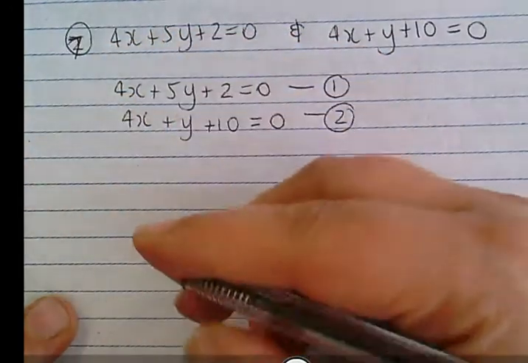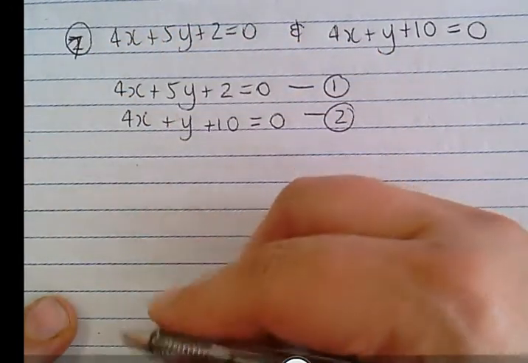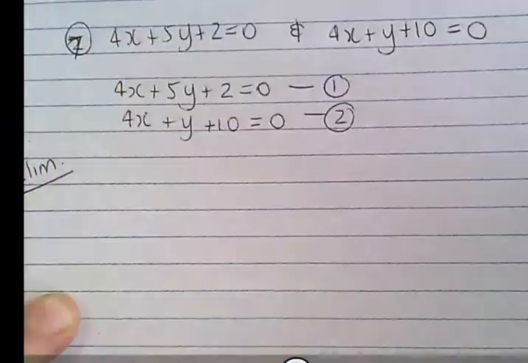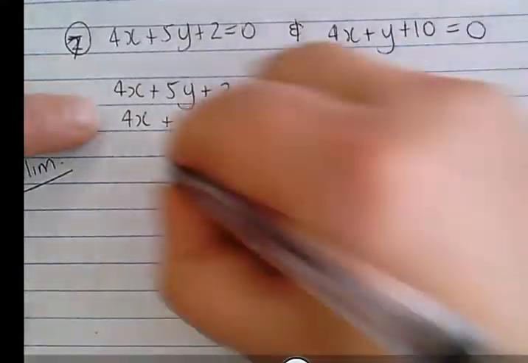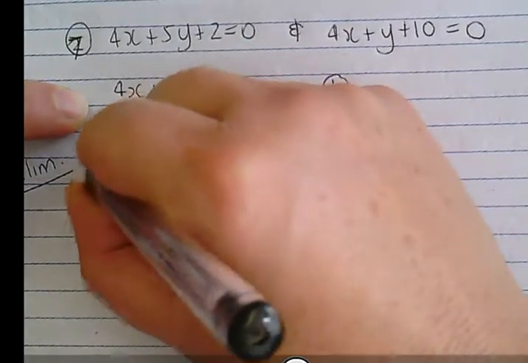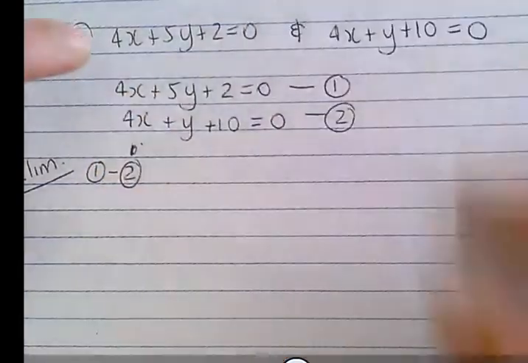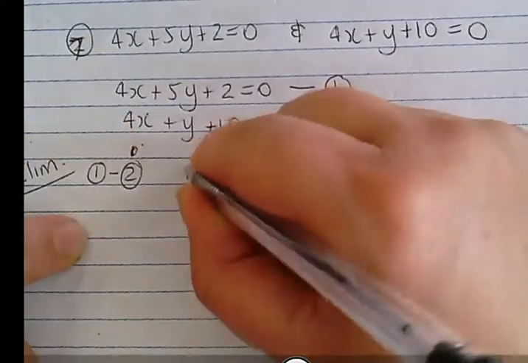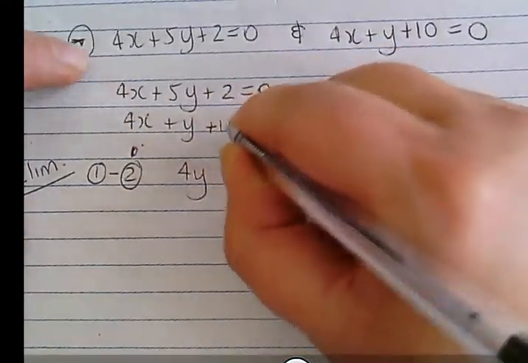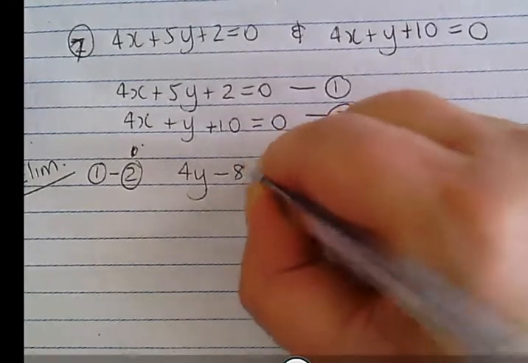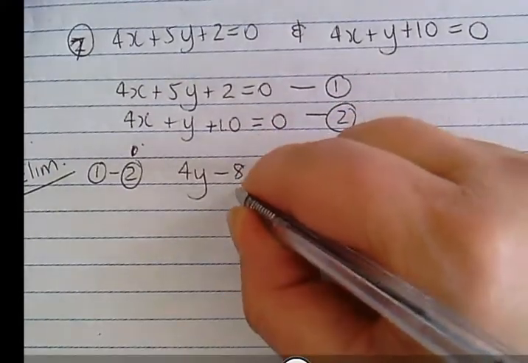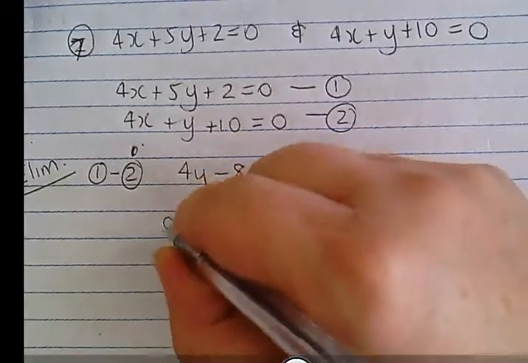All right, actually, has anyone started substituting yet or no? Or you want to eliminate? Look, if I want to eliminate, I would go equation 1 minus 2, and let's go. 4x minus 4x is 0. 5y minus y is 4y. 2 take away 10 is negative 8. You can already see what the answer is. What is it? Yeah, 4y is negative 8, y is negative 2.